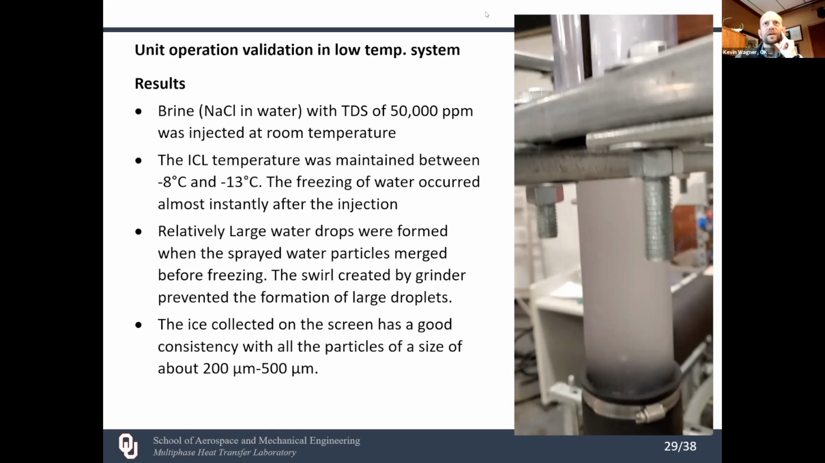We have a hand up, Maria Okpala. You want to ask your question? Yes. I am curious to know what the removal efficiency is in the 50,000 ppm, and how can you measure the amount of brine that has been removed?